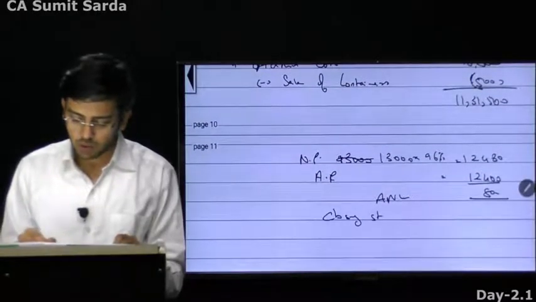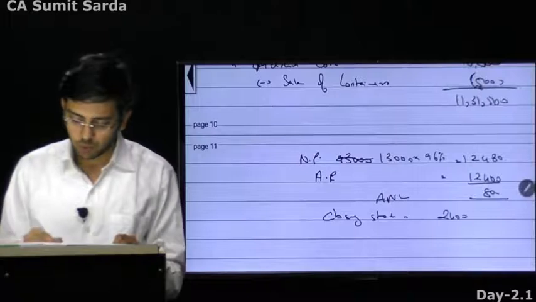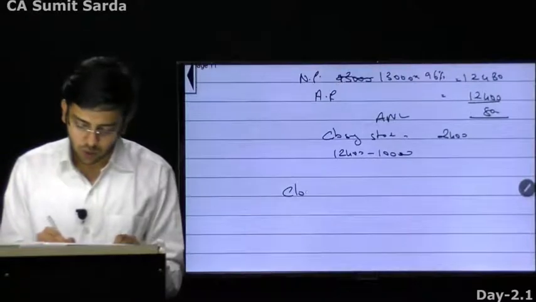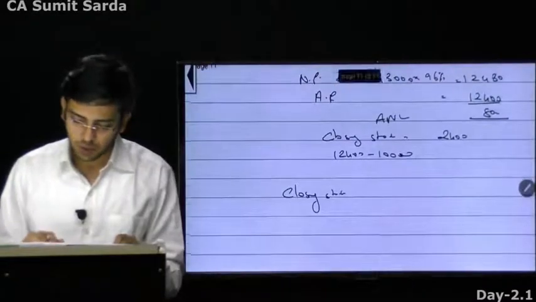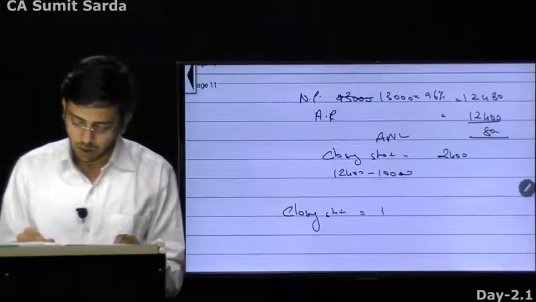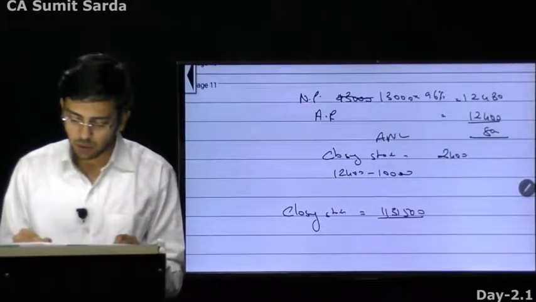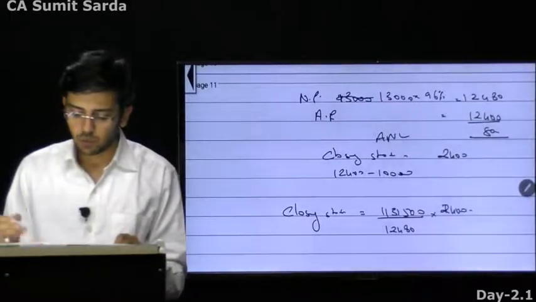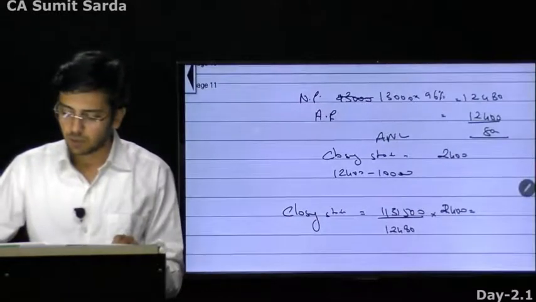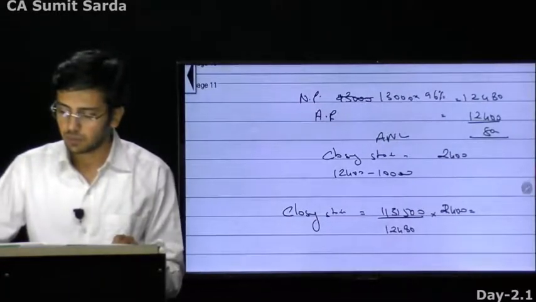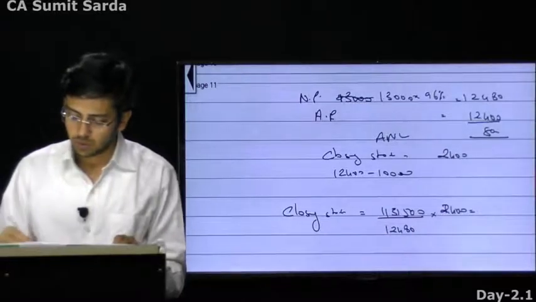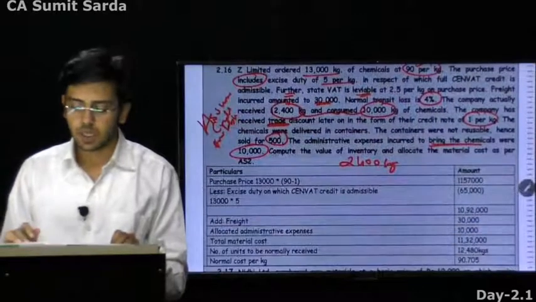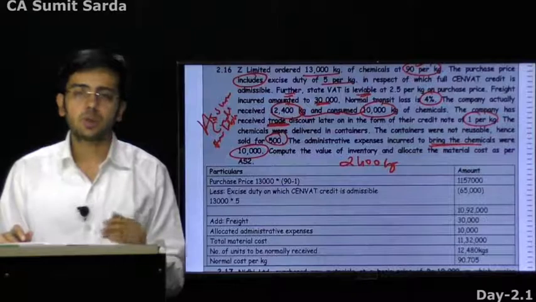What is the closing stock that we have? 2,400. 12,400 is actual receipt and 10,000 consumed. So the value of closing stock will be 11,31,500 divided by 12,480, what should normally have been received, multiplied by 2,400 units that is left with the company. So it will be valued at 217,596. There can be multiple assumptions like SENVAT credit is not available, input credit is not available for VAT.